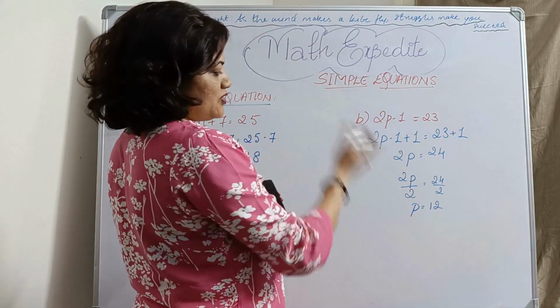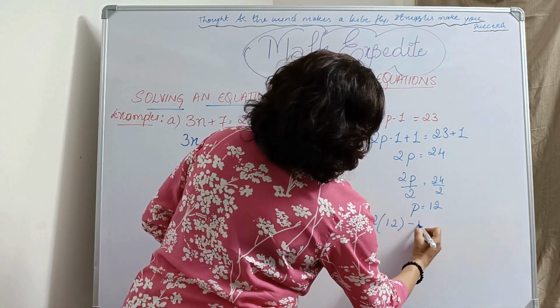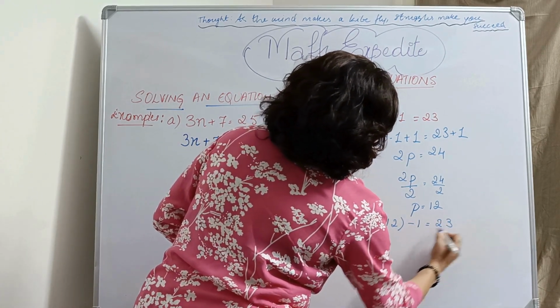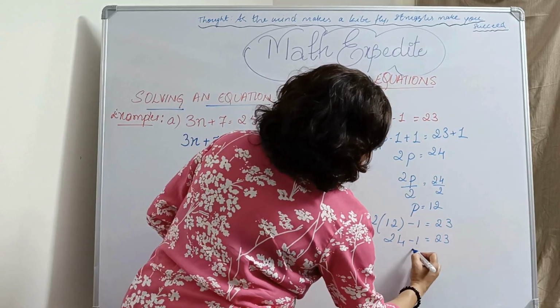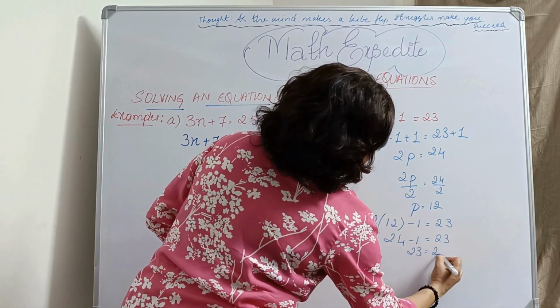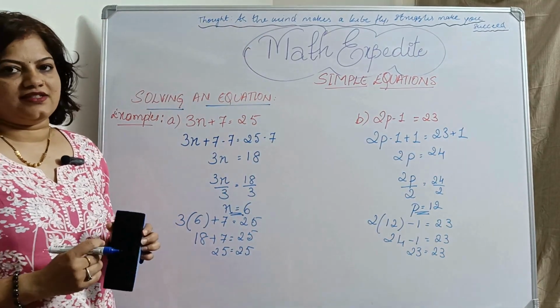Here let us substitute p as 12. 2 into 12 minus 1 is equal to 23. 12 twos are 24, minus 1 equals 23. So I'm getting 23, which is equal to 23. So p equals 12 is the correct answer.